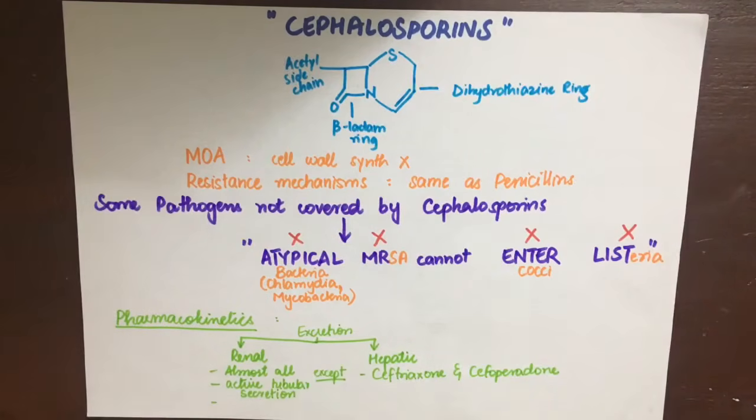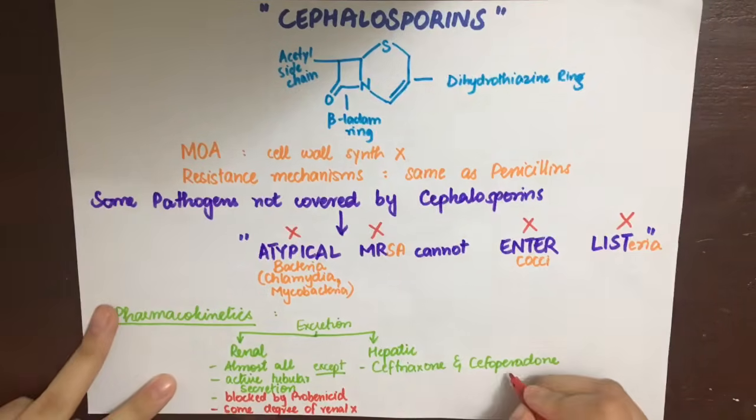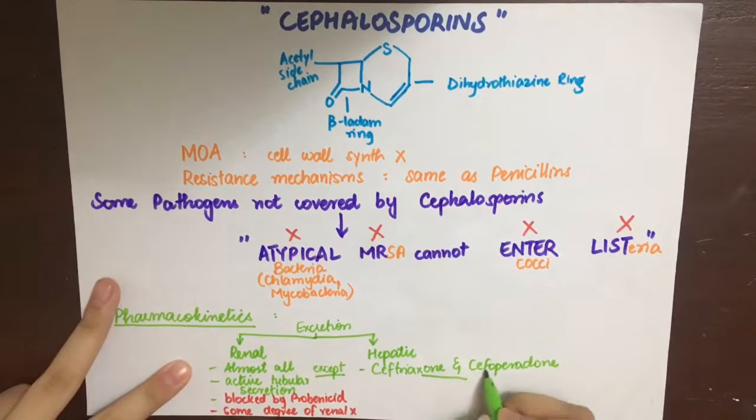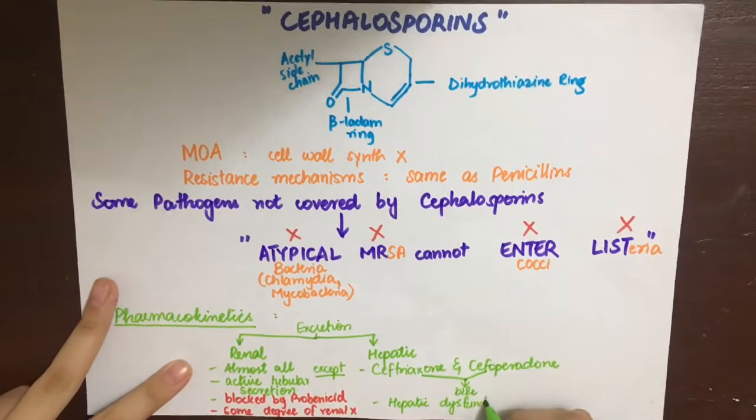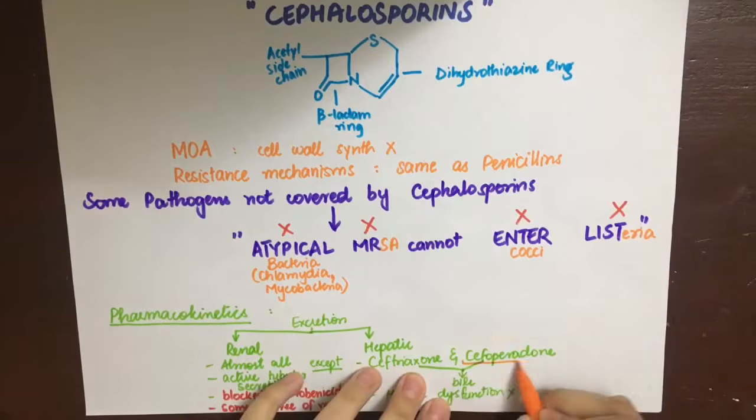As I said, renally they are excreted via active tubular secretion, and their secretion can also be blocked by competing with probenecid. Probenecid wins, just as it won in the penicillin case, and thus their therapeutic concentration will increase and their plasma half-life will also increase. Now, they have some degree of nephrotoxicity, and as they are excreted by the kidney, their dose needs to be adjusted in some renal diseases, while the dose of ceftriaxone and cefoperazone needs to be adjusted in hepatic dysfunction.